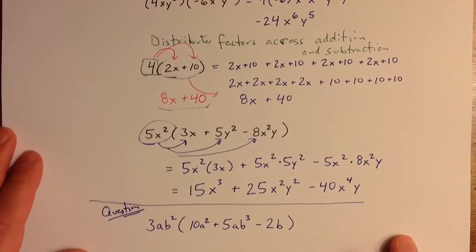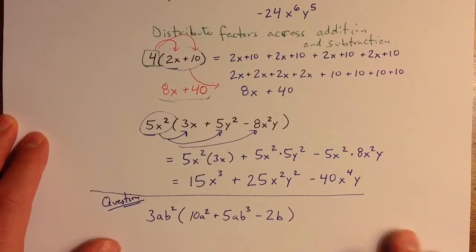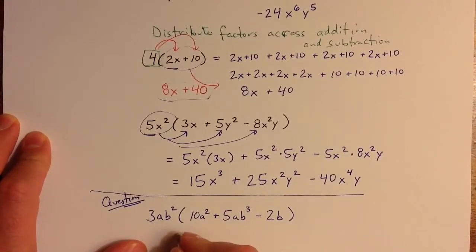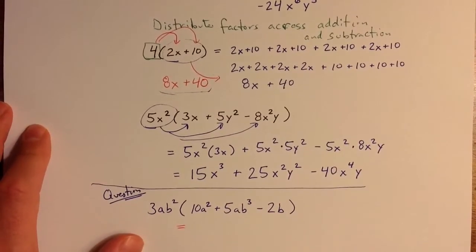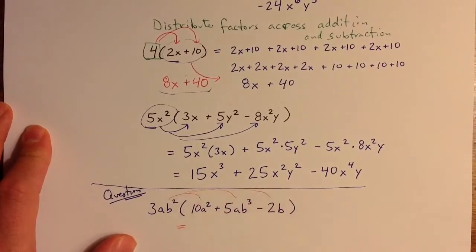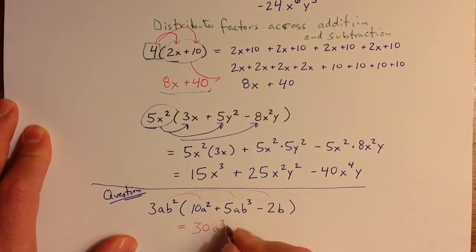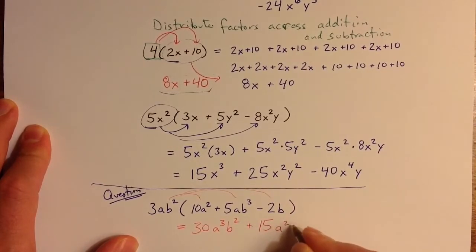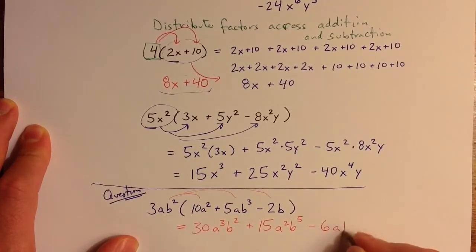Alright, I hope you were able to take a few minutes and come up with an answer to this. Let's take a look at what we can get. So multiplying 3ab with each of those terms, we end up with 30 a cubed times b squared plus 15 a squared times b to the fifth power and negative 6 a times b to the third power.